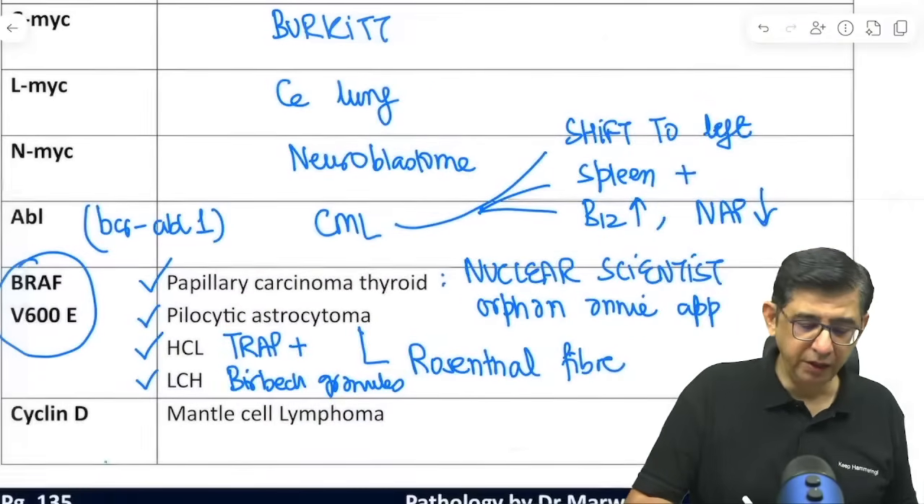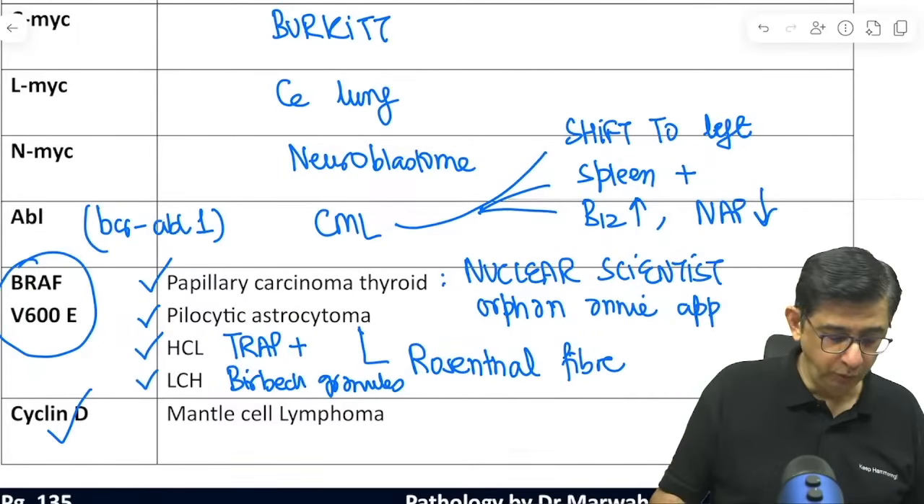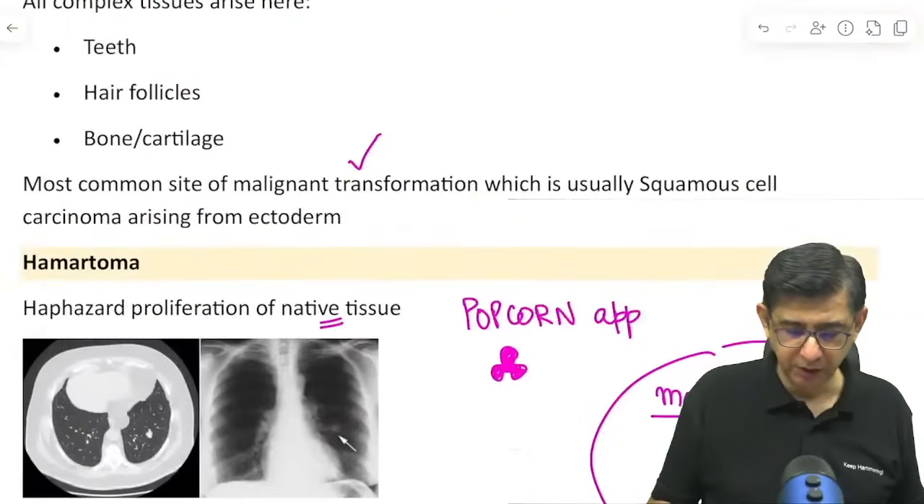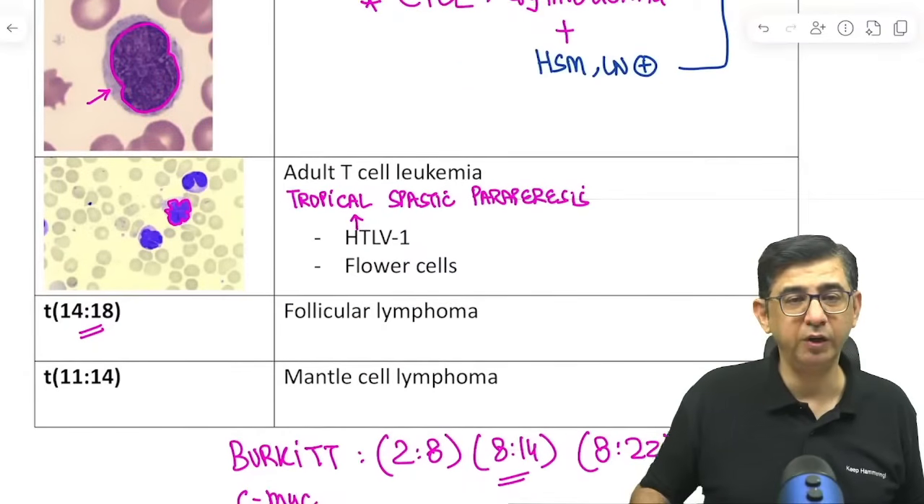And then cyclin D is famous for its association with mantle cell lymphoma. The chromosomal swap for mantle cell lymphoma was also discussed. I can just show you that slide initially. For mantle cell lymphoma, that would be 11:14 translocation.